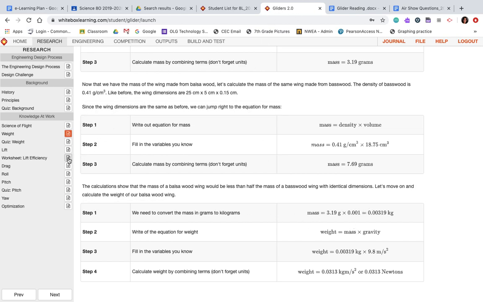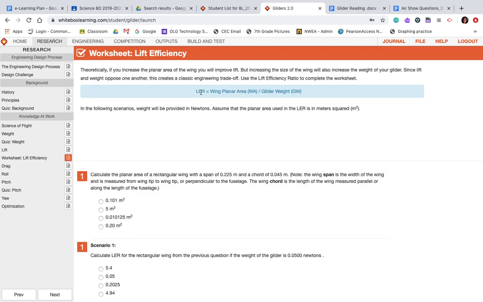If you had questions on the lift efficiency worksheet, make sure you are using this equation, and then remember to find the wing planar area. In order to find the area, you take the span times the chord, and that's how you find the area.